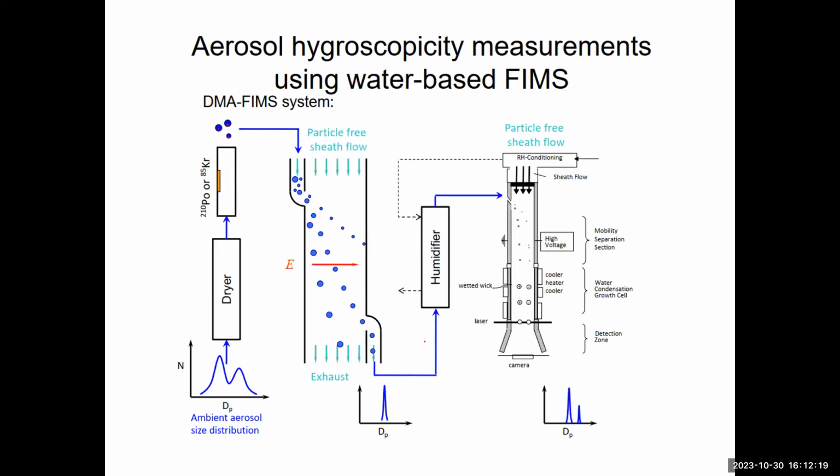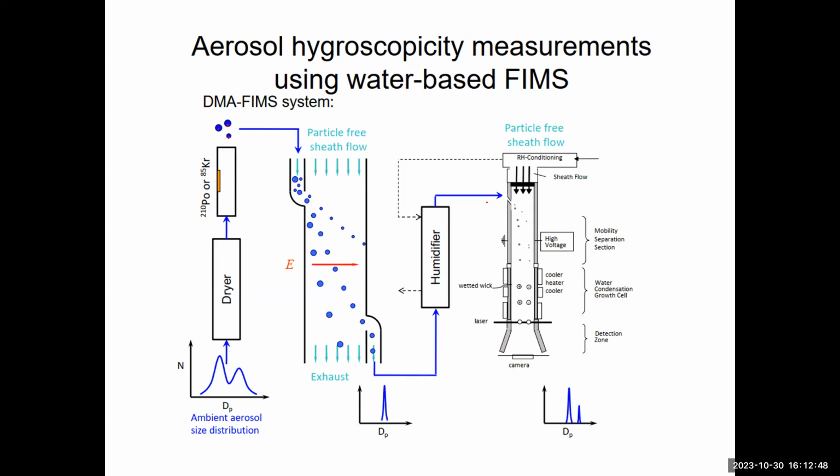So another way to do that is a method developed by my postdoc advisor, Jian Wang, now at Washington University. He created an instrument called the fast integrated mobility spectrometer, or FIMS, that measures the particle size distribution at high speed. I also introduced this instrument when we talked about the size distribution measurement with the SMPS.